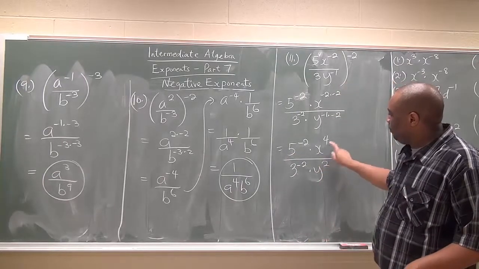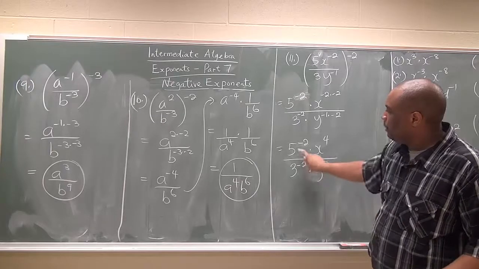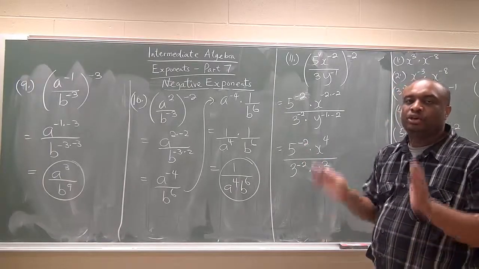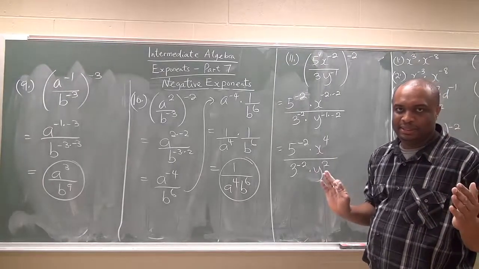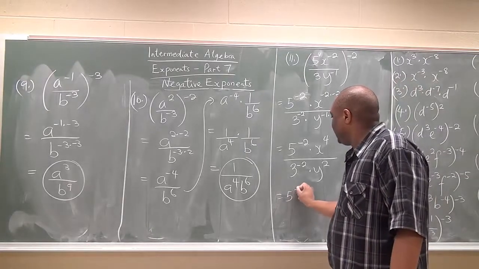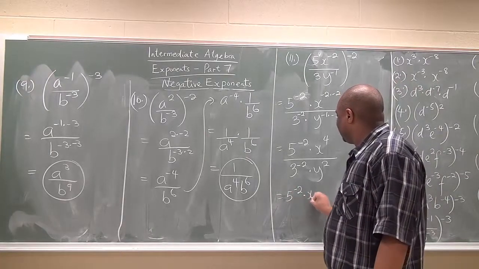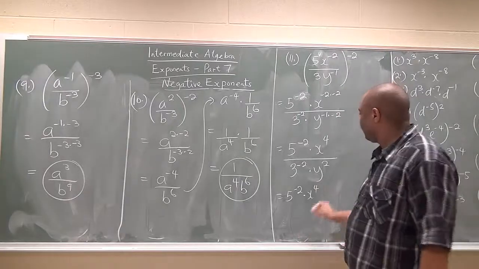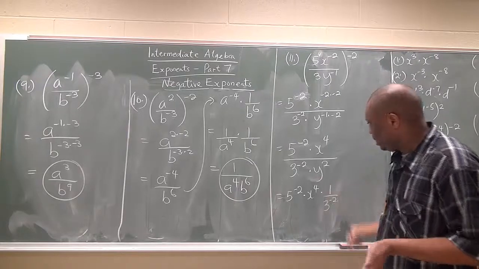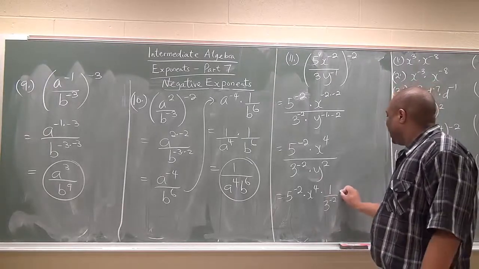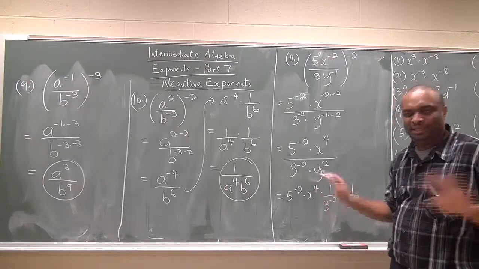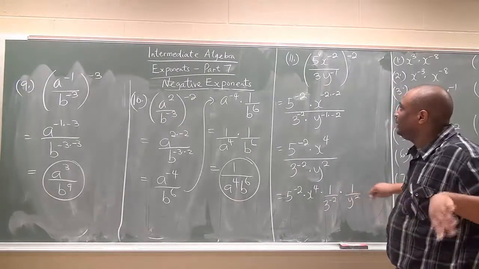Now, we don't have a problem with x and y here. The problem we have is 5 and 3 because they are still a negative exponent. So let's dissociate this step by step. This means 5 exponent negative 2 times x exponent 4 times 1 over 3 exponent negative 2, that is what it means, times 1 over y exponent 2. So dissociate it.